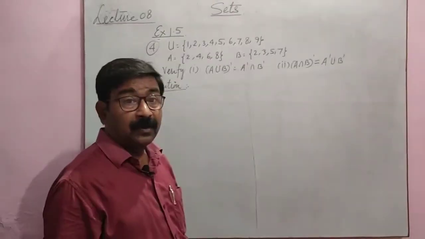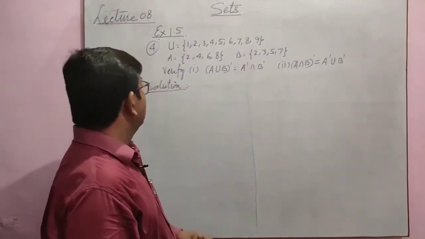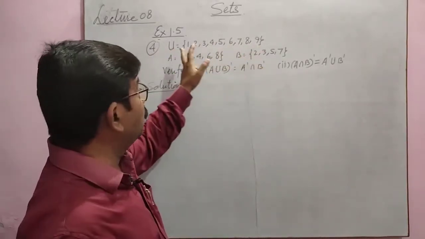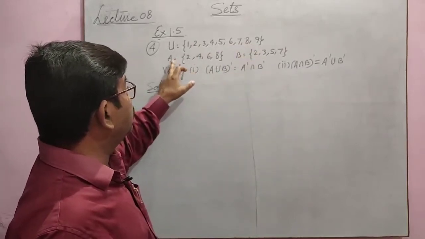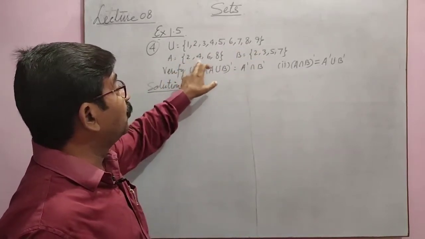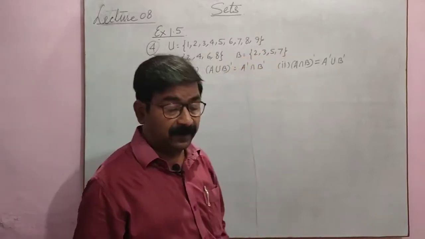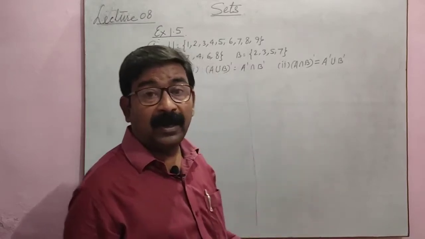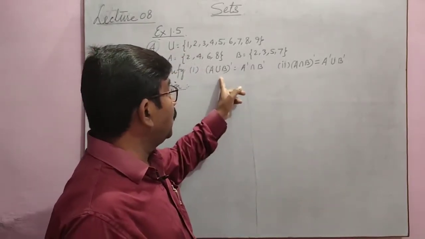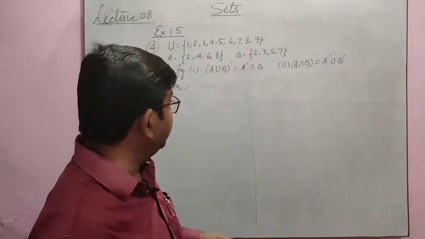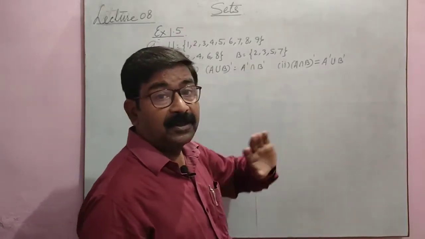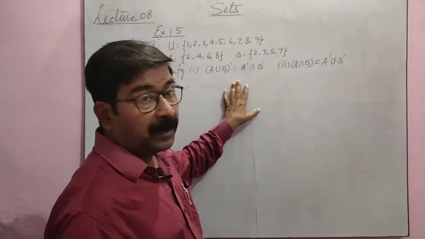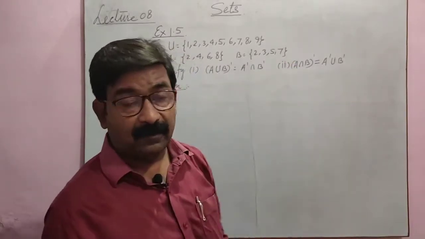Okay. Now students, it is an important question. Question number 4. A universal set is given having elements 1 to 9. Set A has 2, 4, 6, 8. B has 2, 3, 5, 7. Now we have to verify these two properties. I think you remember I have told this property. It is De Morgan's property. So we have to verify. This question has two parts. The two parts are the same. I will solve one of the parts. The second part you will try yourself.